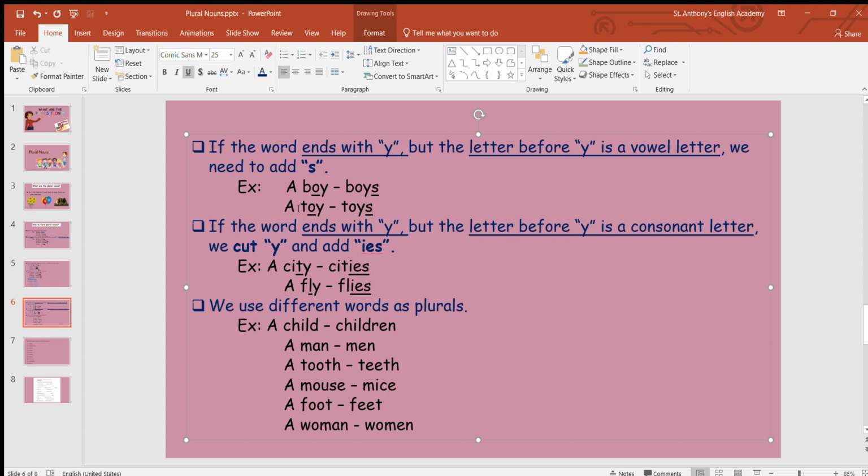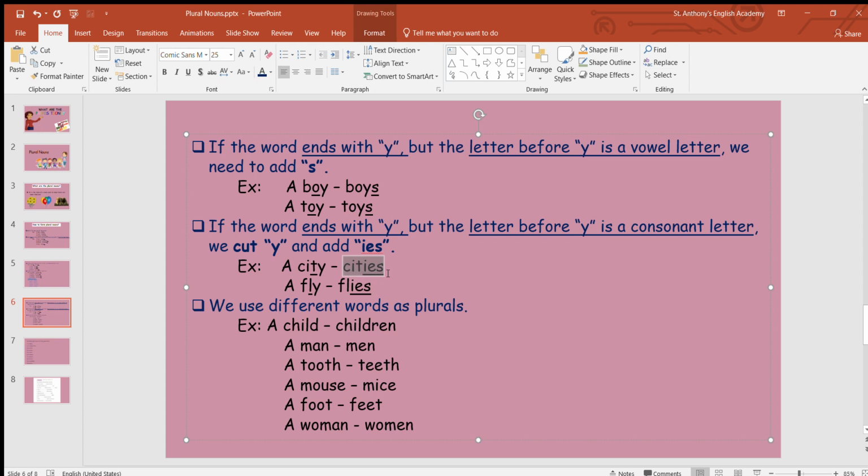But remember that if the word ends with Y, but the letter before Y is a consonant letter, that means not a vowel letter, what happens? You need to cut Y and add IES. Now what happens? You need to cut the Y and add IES. Look at the example. A city. Y is the last letter, but the letter before Y is what? It is T. So T is not a vowel letter. So what happens? You need to cut Y and add IES. So this is the plural noun of city. What is it? Cities.